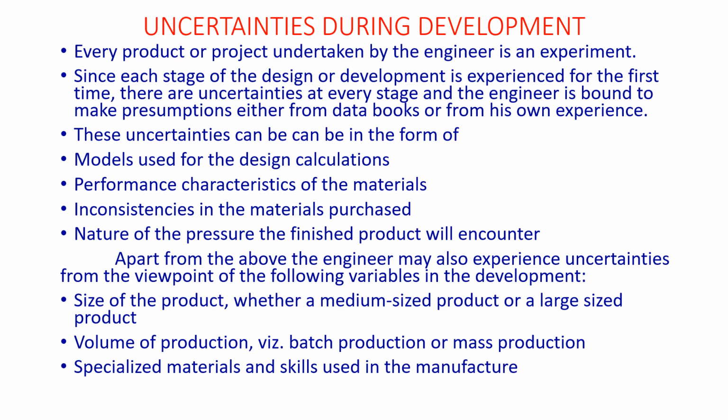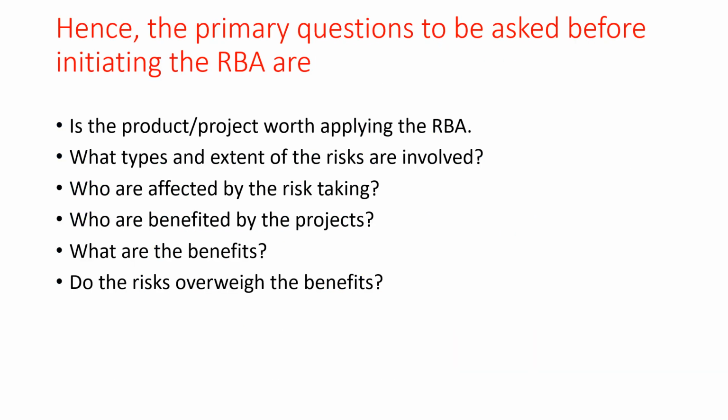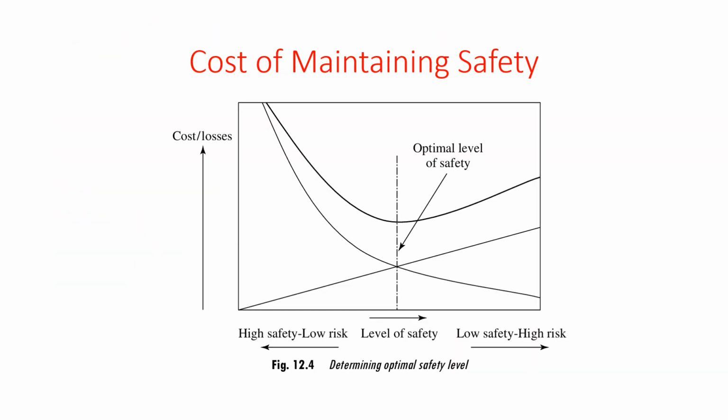For risk analysis, we have to estimate the risk with a graph. The following graph will explain. If you look at the graph, it shows the cost of maintaining safety. On the y-axis, we are looking at the cost or losses. On the x-axis, we are looking at safety. The middle point shows the optimal level of safety. Towards the right, low safety, high risk. Towards the left, high safety, low risk. That is vice versa: if the safety is high, the risk is low; if the risk is high, safety is low. But we have to compromise on both things. That is why we have to find the optimal level of safety, as we see in the graph.